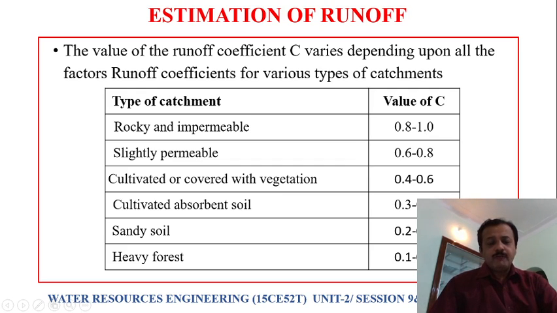The value of runoff coefficient C varies depending upon various factors. These are the factors. If the surface is rocky and impermeable, the value of C should be taken as 0.8 to 1. And if it is slightly permeable, 0.6 to 0.8. If it is cultivated or covered with vegetation, the value of C should be taken as 0.4 to 0.6.